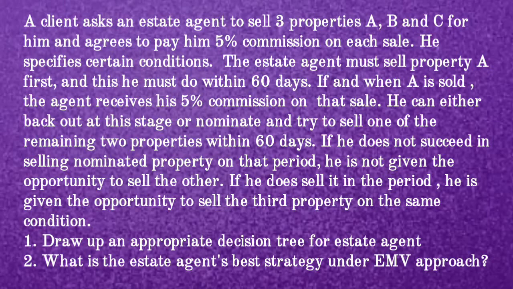If he does sell it in the period, he is given the opportunity to sell the third property on the same conditions. The following table summarizes the prices, selling costs incurred by the estate agent whenever a sale is made, and the estate agent's estimated probability of making a sale. Draw up an appropriate decision tree for the estate agent. What is the estate agent's best strategy under the EMV approach?